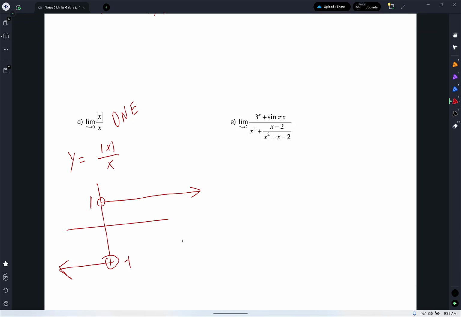But if they were to ask, and I'm telling you for a reason, guys, limit as x approaches 0 from the right of this function, you would tell me what? Yeah, I heard it, 1. If I were to tell you limit as x approaches 0 from the left of this function, you would tell me what? Negative 1. I'm telling you for a reason, guys. Hint, hint.